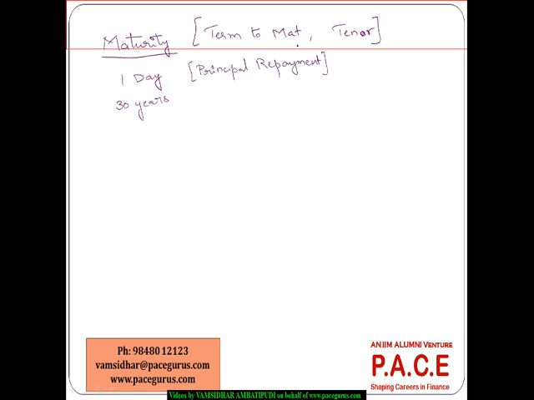So the bond is still going to mature in this many years of time. There are bonds with very low maturity periods, and there are bonds with very high maturity periods. Of course, there are a few bonds which are issued for 100 years as well. And in some cases, there is no maturity date also.